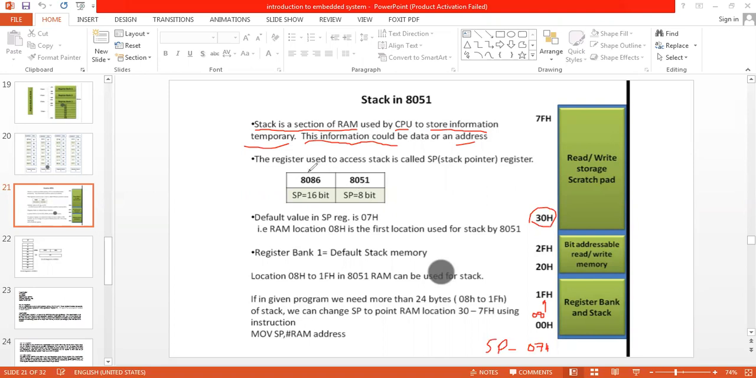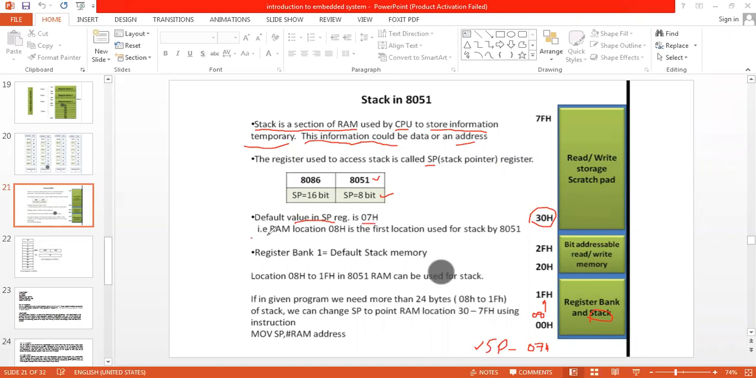Then the register used to access the stack is called the stack pointer. To access this stack memory, the register used is the stack pointer register. We are working on the 8051, which has 8-bit data. The stack pointer register is 8-bit in size, and the initial value of the stack pointer is always 07H.